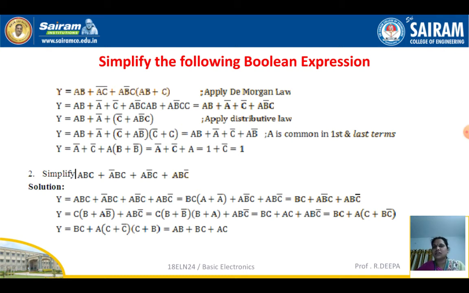So the solution, second step: y is equal to ab plus, let us simplify, that is I have taken (ac) whole bar as a bar plus c bar, using De Morgan's law. So it is split as a bar plus c bar, plus then a b bar c multiplied with (ab plus c). I am getting it as ab plus a bar plus c bar plus abc plus a b bar c. So again we will simplify it.